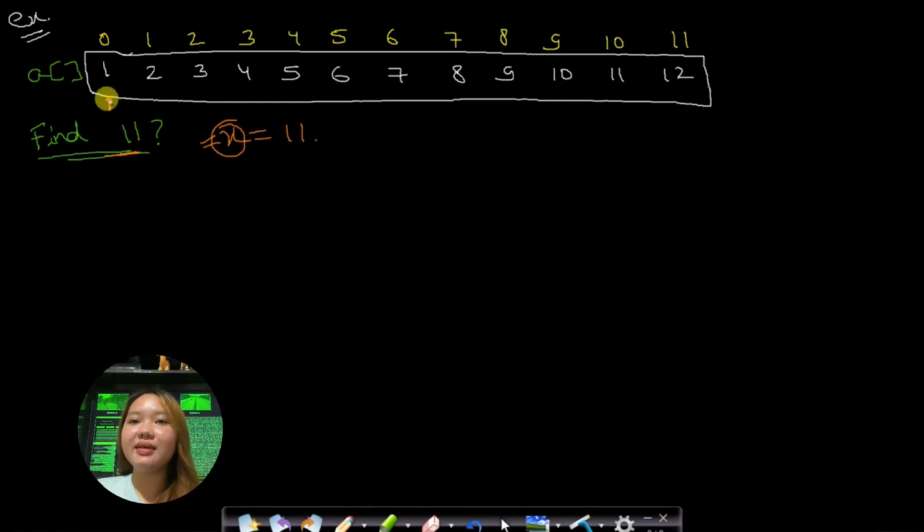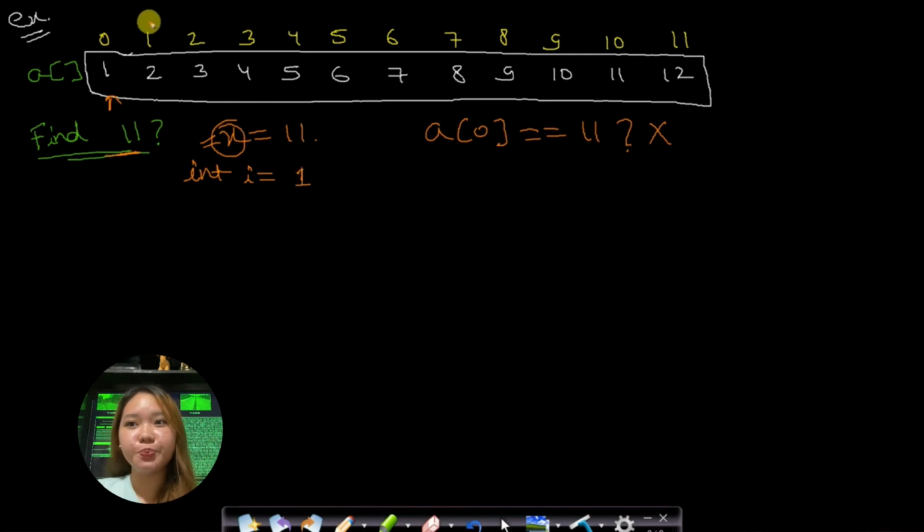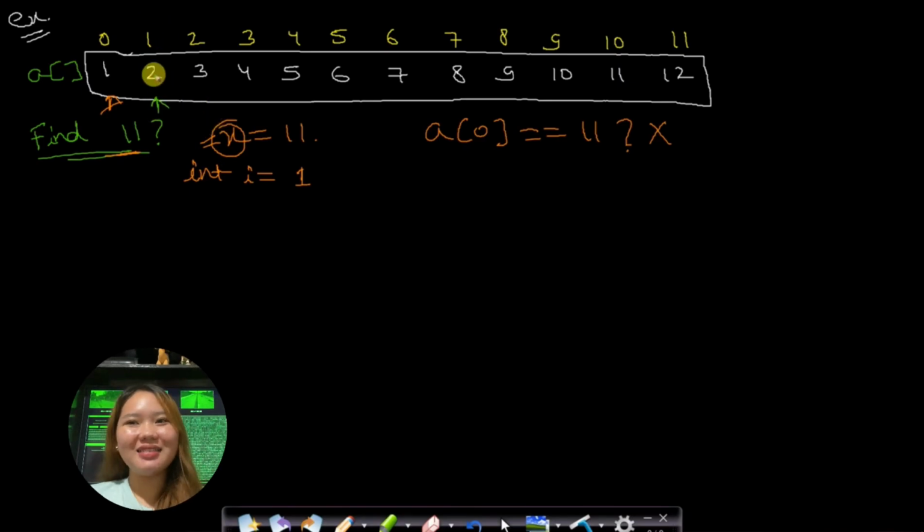What we will do is we will start from the 0th element. We will first compare this 0th element: is a[0] equal to 11? No, it is not equal, because it is 1. So now we will take a variable i, and we will start from 1. Let me change the color, and it will start from this one, index 1.